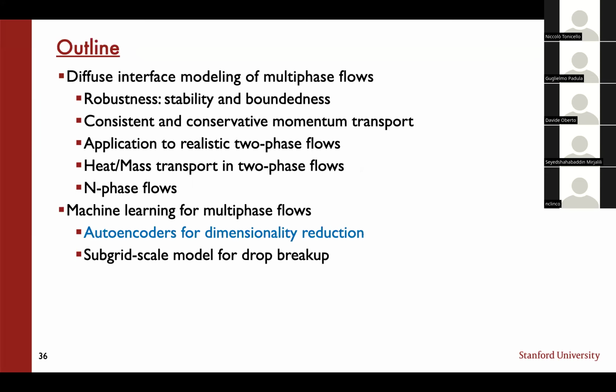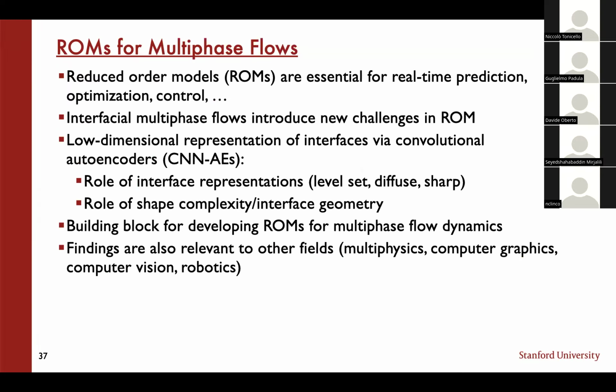All right, so quickly, I want to give an overview of some work that we did recently on autoencoders for dimensionality reduction and multiphase flows. So as you all know, reducible models are essential for real-time prediction, optimization, and control. And when you deal with interfacial multiphase flows where you have fields that are like this, you're going to have issues, right?